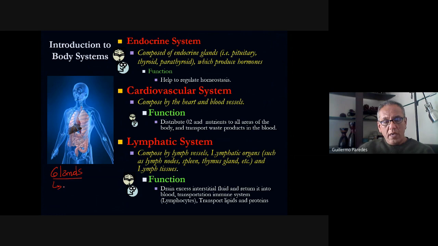Exocrine glands, and the other one is the endocrine glands. Example of endocrine glands, thyroid gland. Best example, thyroid gland. Example of exocrine glands, the sweat glands.